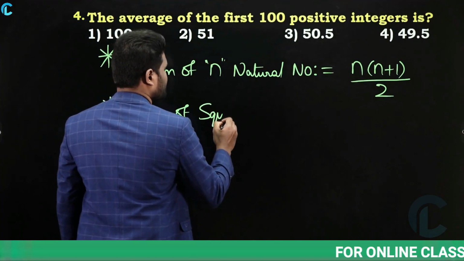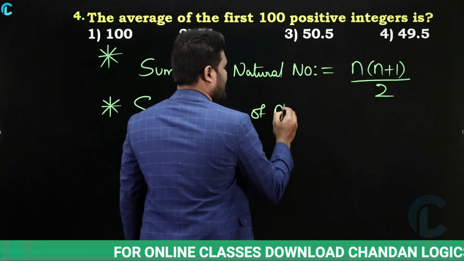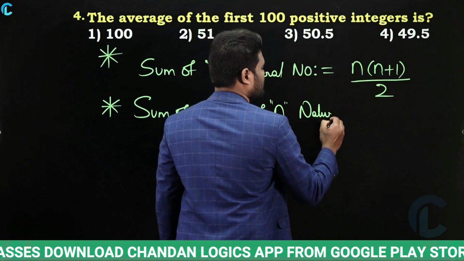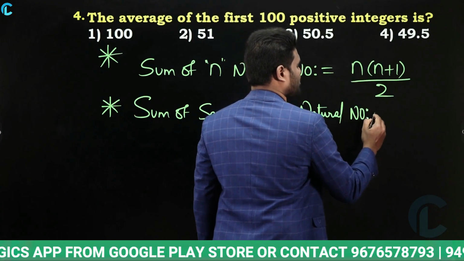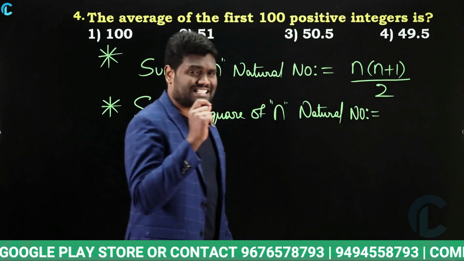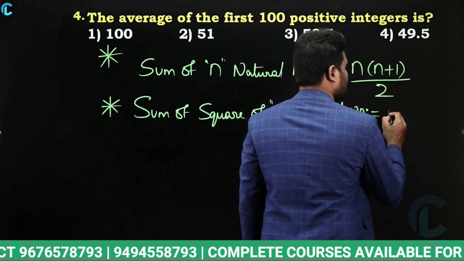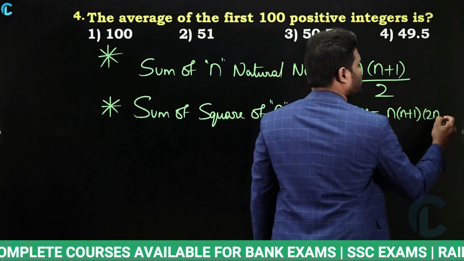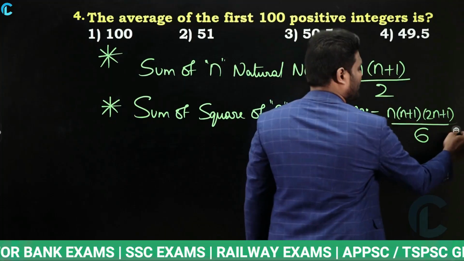Similarly, one more formula, that is the sum of squares of n natural numbers. Even this formula is also important. What is the formula for the sum of squares of n natural numbers? The formula is nothing but n into n plus 1 into 2n plus 1 by 6. This is the formula, right?